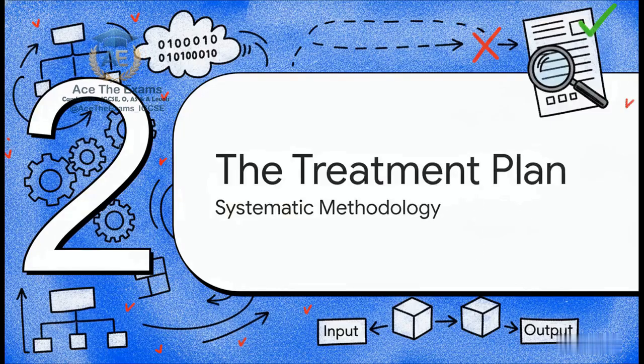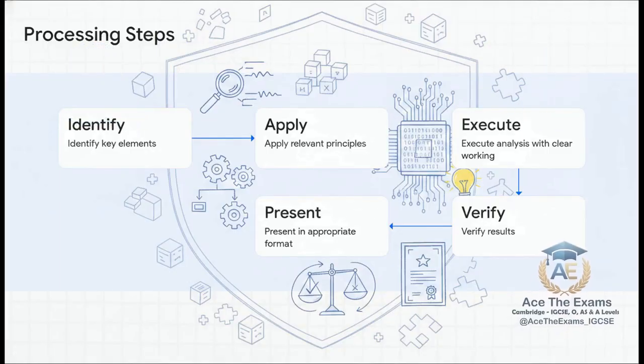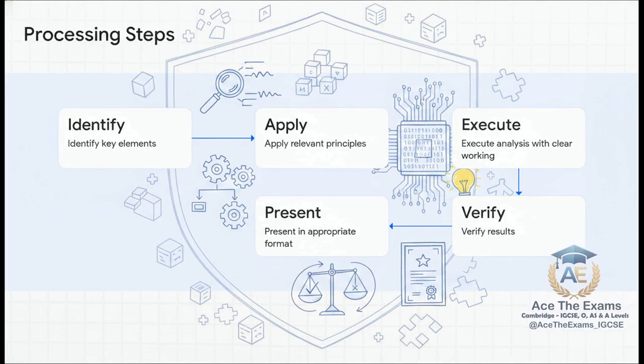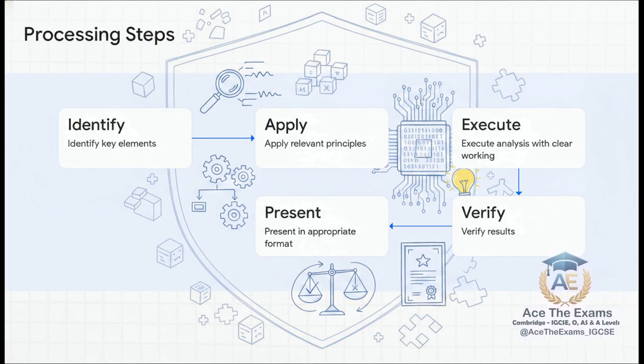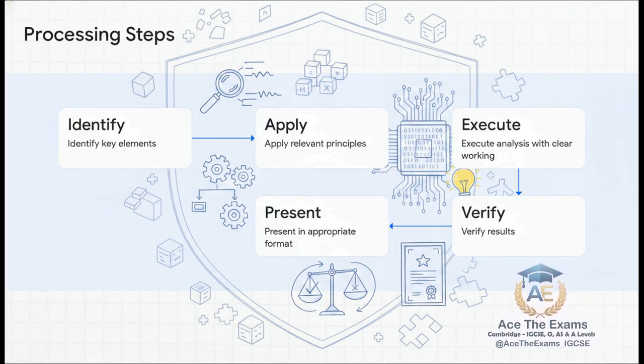Part 2. The Treatment Plan. Systematic Methodology. Okay, this standardized sequence right here is your absolute survival guide for capturing what Cambridge calls method marks. You know, those marks you get just for showing your analytical process. Let's break it down. Step 1. Identify key elements. You completely deconstruct the question. What is the command word? Is it describe, explain, evaluate, or analyze?